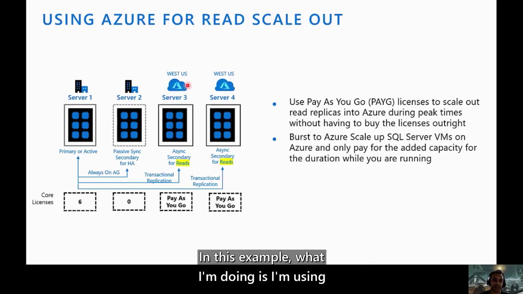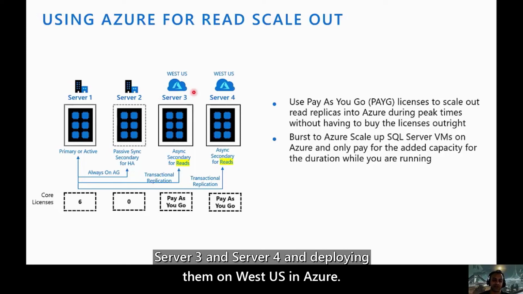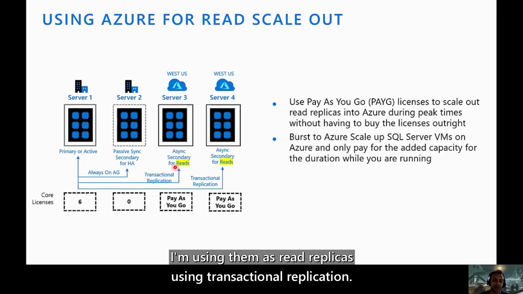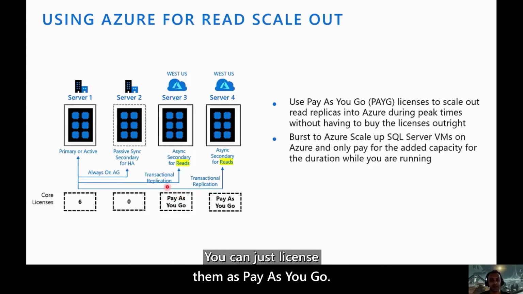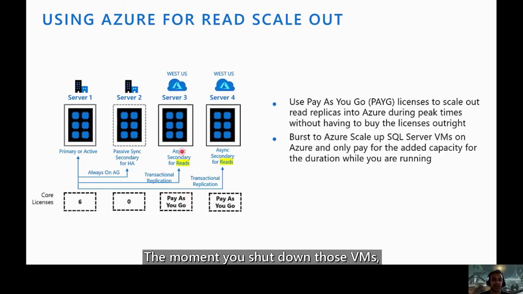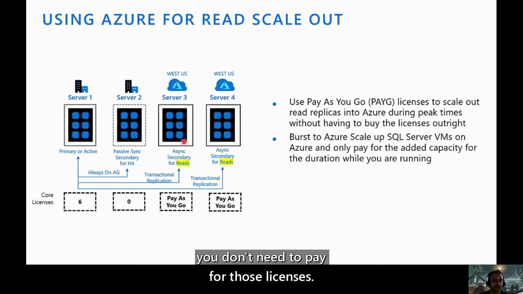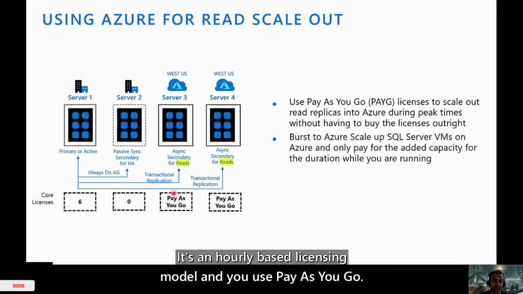And in this example, I'm using server 3 and server 4. I'm deploying them in West US in Azure, and I'm using them as read replicas using transactional replication. In this case, you can actually not license them with any SQL Server core licenses. You can just license them as pay-as-you-go. When you're running SQL Server in Azure, you also have the option of paying hourly license fees, and that is called pay-as-you-go licenses. And the moment you shut down those VMs, you don't need to pay for those licenses. You only pay for them as long as you're running them. So it's an hourly-based licensing model when you use pay-as-you-go.